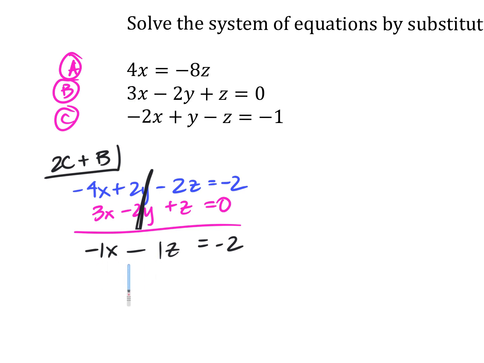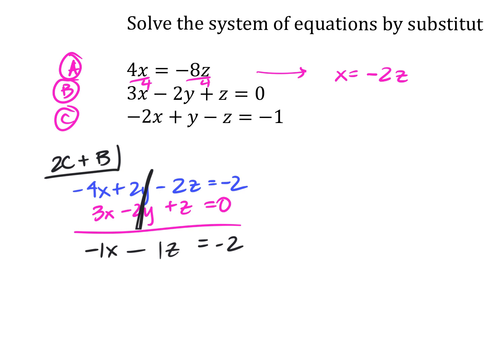Now, A and this one only have x's and z's. I like it. Ritzy says, why don't we just go back to that A, divide by 4 so that I could get x by itself. So, Ritz, what would x be? X would be equal to negative 2z. I already have x equals one thing. Is that helpful for substitution, Ritzy?